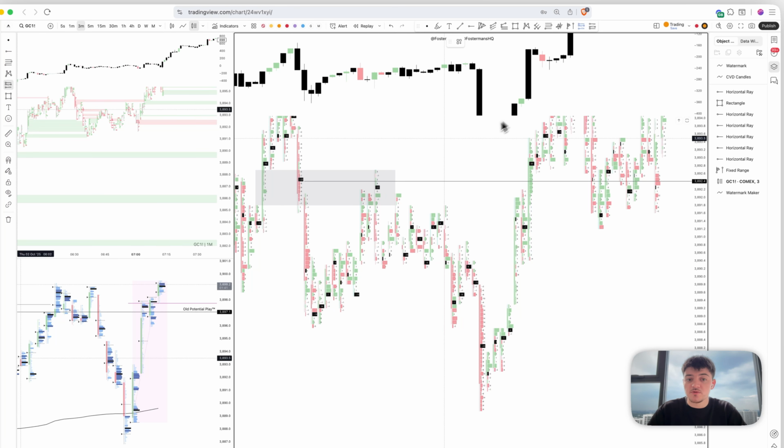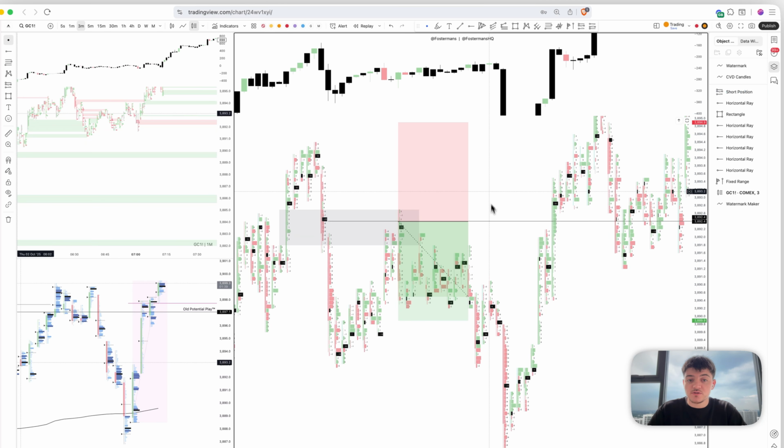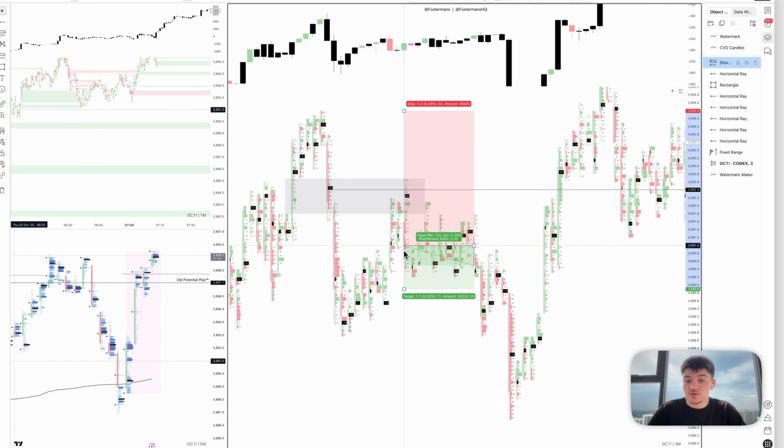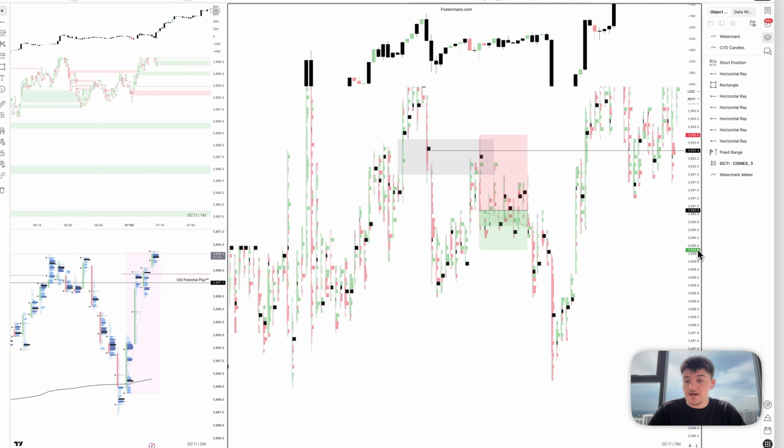So let's just say, for example, we did enter off this POC, okay? We maybe had our stop loss above these highs, or you could have waited until the candle closed, okay, and put your stop loss above this high. There's a bunch of ways you can trade this. It really does not matter.